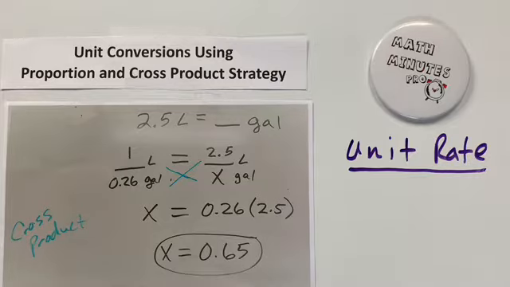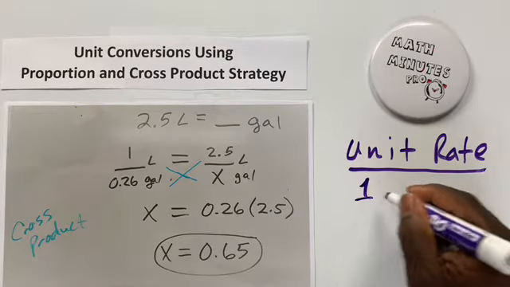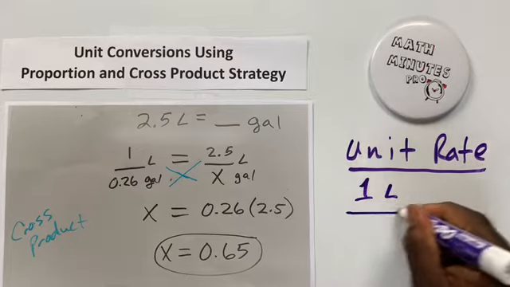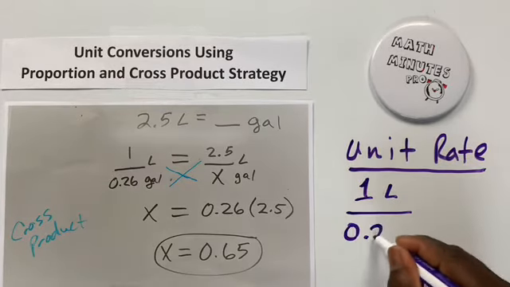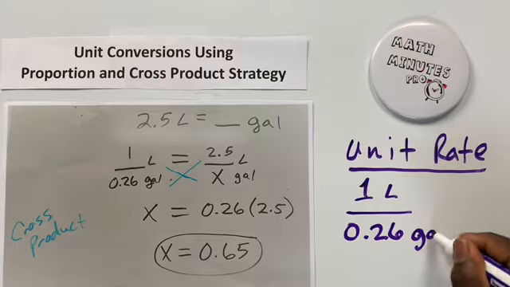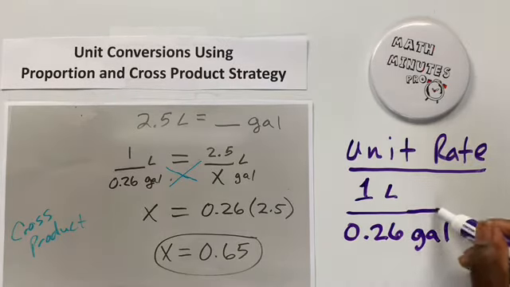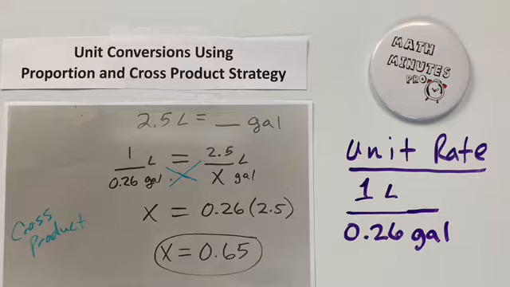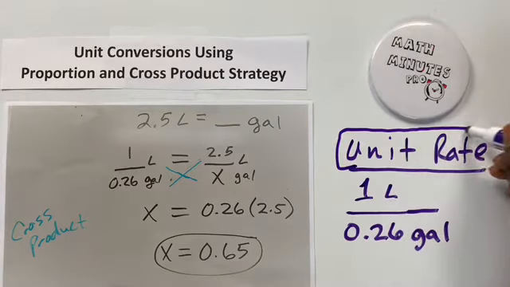So before we write the proportion, I think the best thing to do is start with identifying the unit rate that relates liters to gallons. So we have that unit rate. It's right here. So we have 1 liter is equal to 0.26 gallons. We write that as a ratio or a fraction, okay? So let me just do this so we'll make it clear.